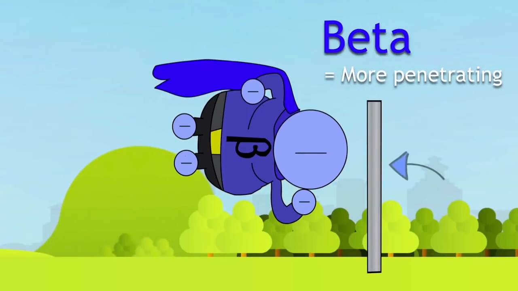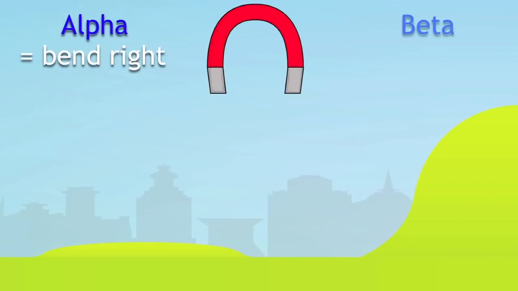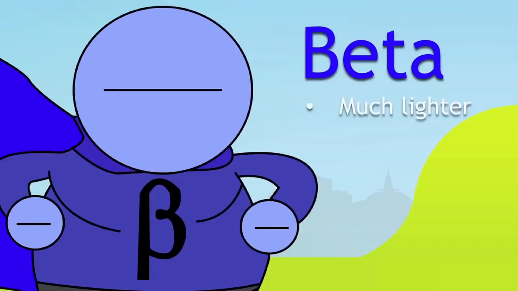It is stopped by about 0.5 centimetre of aluminium. And although it's affected by a magnetic field, so remember the alpha particles bending off to the right, then the beta particles would bend off to the left. This is beta radiation. It's much lighter than alpha radiation, and the particles have got a negative charge as opposed to a +2 charge on the alpha radiation. This is a symbol for beta radiation.